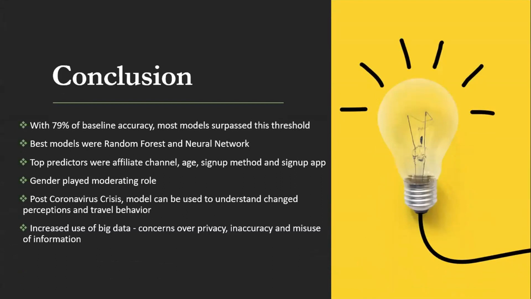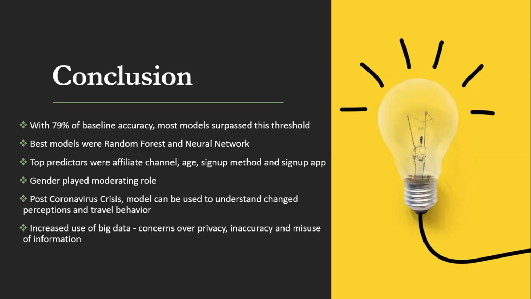Coming to the conclusion, with 79% baseline accuracy, most models surpass this threshold. We expected that pruning of the data given to different models except SVM would have improved the result, but we found no additional benefit. We also previously had missing age in several rows. So we tried removing and including them in our model, but there were no significant differences.